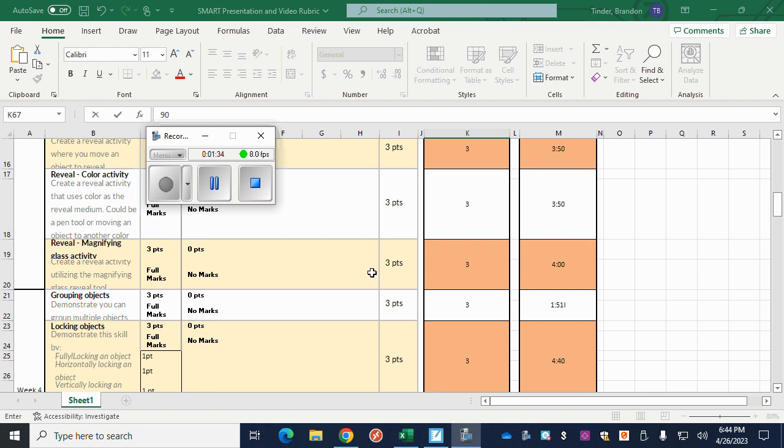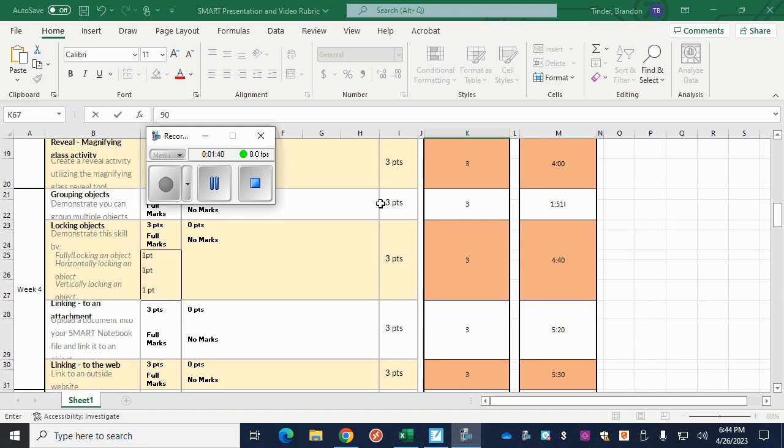For grouping objects, this was done at a minute 51. Multiple triangles were grouped together in order to do the image sort activity with the table. So I grouped the images together to have a group of triangles that all had the same characteristic. As far as locking objects, that was done where the students could move the different triangles in different ways. That was done on slide 8.